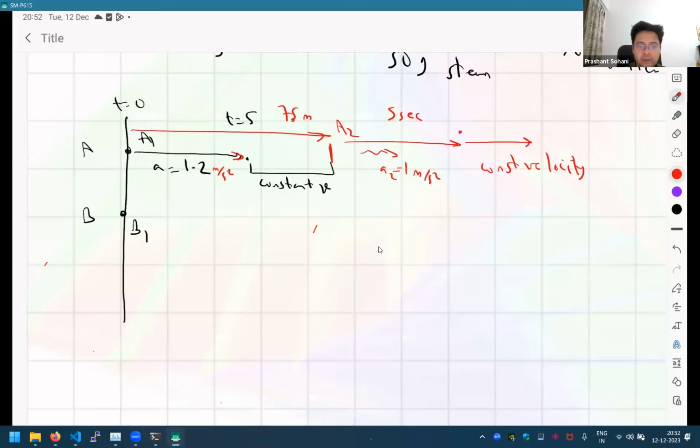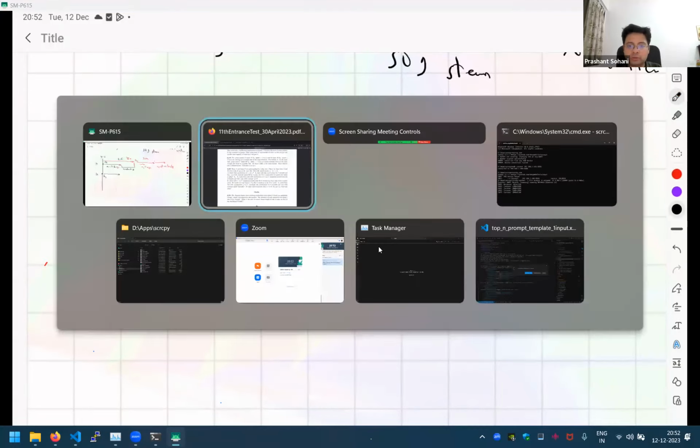So this is the entire trajectory of team A. This is all the things that team A is going to do. And similarly, can we draw a diagram for team B also? So what is team B going to do? What is B1 going to do?